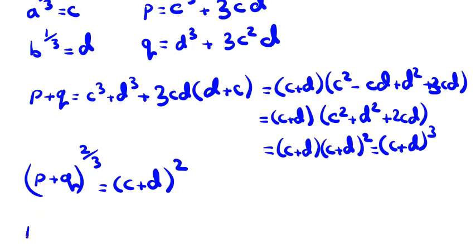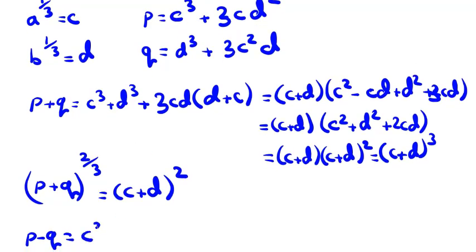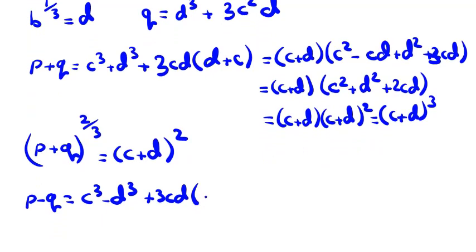Now we want to calculate p minus q. P minus q is what? C cubed minus d cubed and plus 3cd. We factor d minus c, and then it will be what?